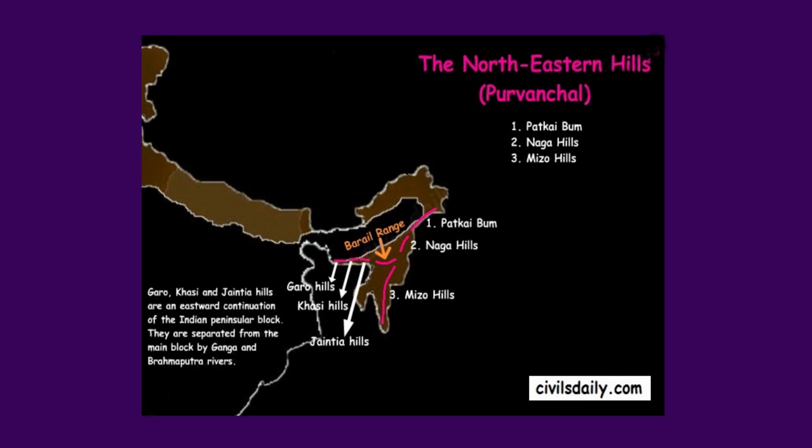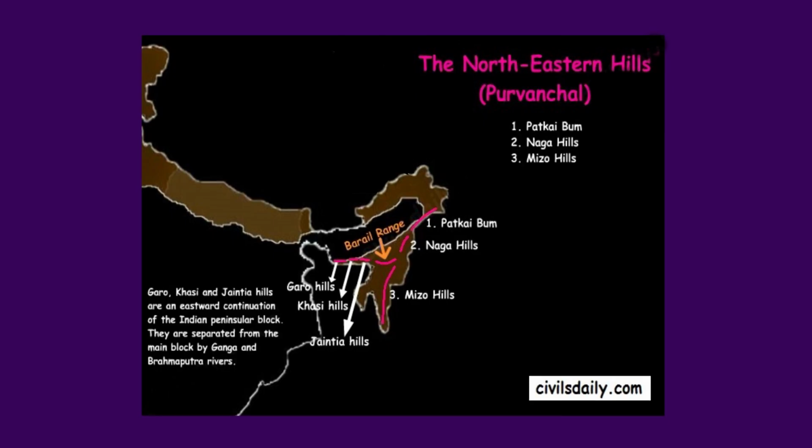Patkai Bum and Naga Hills form the watershed between India and Myanmar. Barak, a tributary of Meghna, is an important river in Manipur and Mizoram. Manipur's physiography is distinguished by the Loktak Lake, which is surrounded by mountains from all sides. Mizoram, also called the Molasses Basin, is made up of soft, unconsolidated deposits.